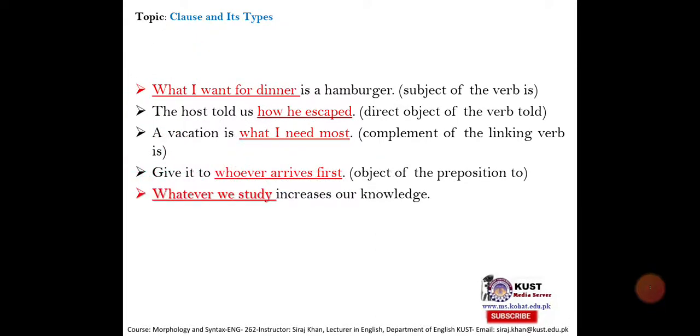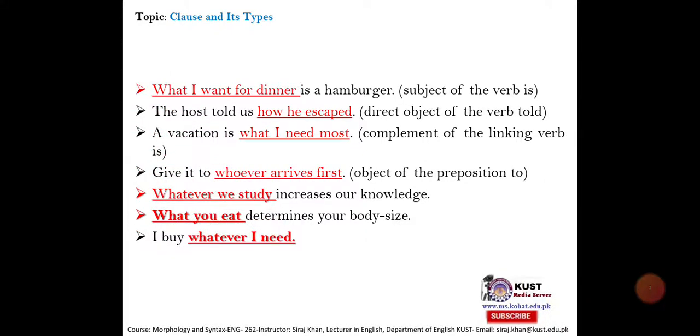Whatever we study increases our knowledge. Whatever we study is the noun clause. Here it plays the role of a noun, which is the subject of the clause. What you eat determines your body size. Again, it is the subject of the clause. I buy whatever I need. Here, whatever I need is an object.